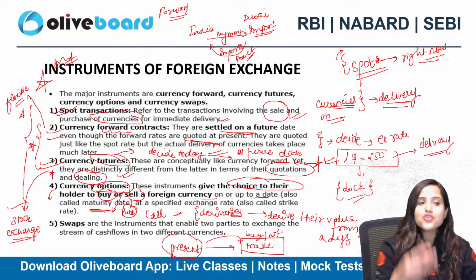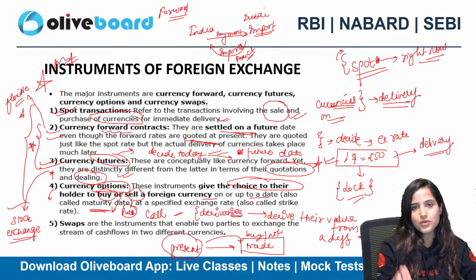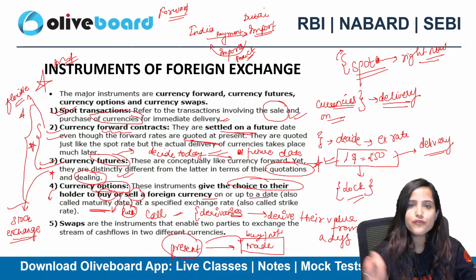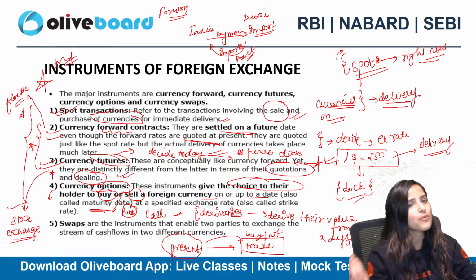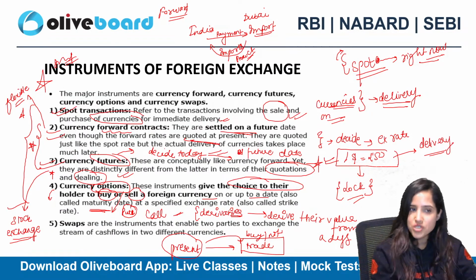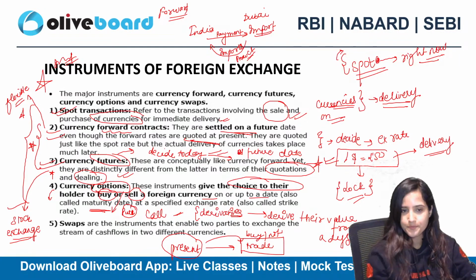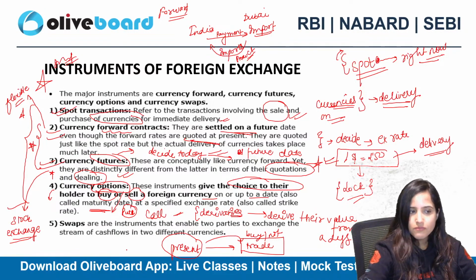Now, in case of your forward contract and your future contract, you have to fulfill that transaction in a future date. चाहे आपको loss हो रहा है, चाहे आपको profit हो रहा है. But in case of your option, you have an option. यहाँ पे word option है, so you have an option whether to trade in the future or not. ठीक है, clear? And then are your swaps.